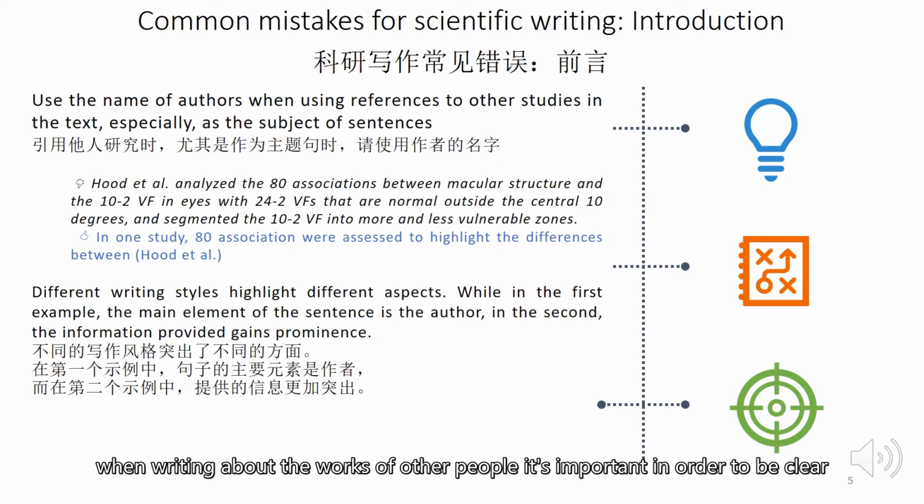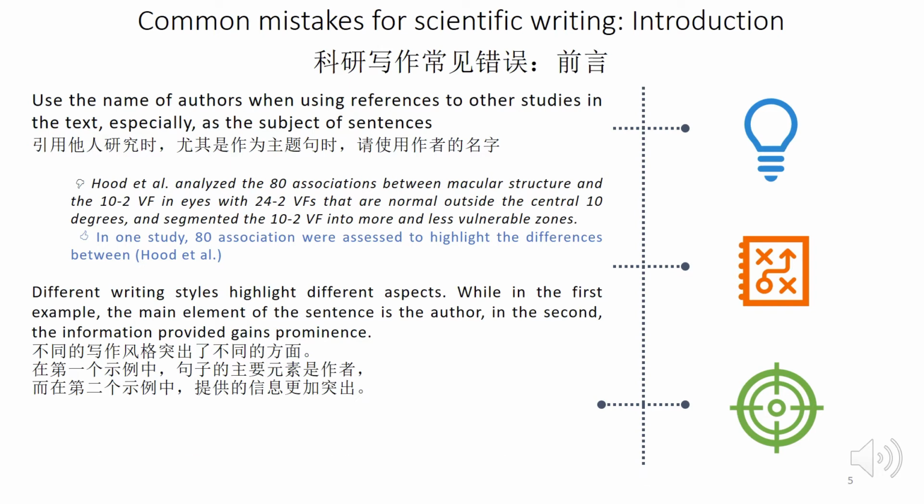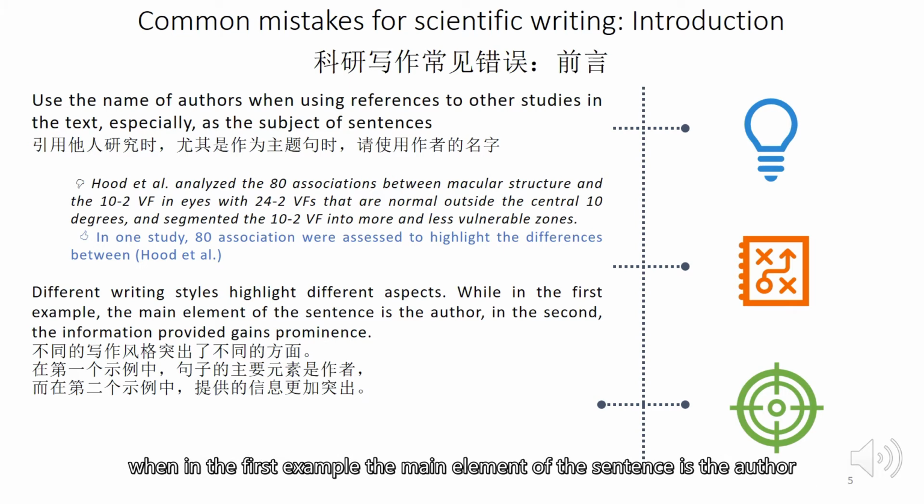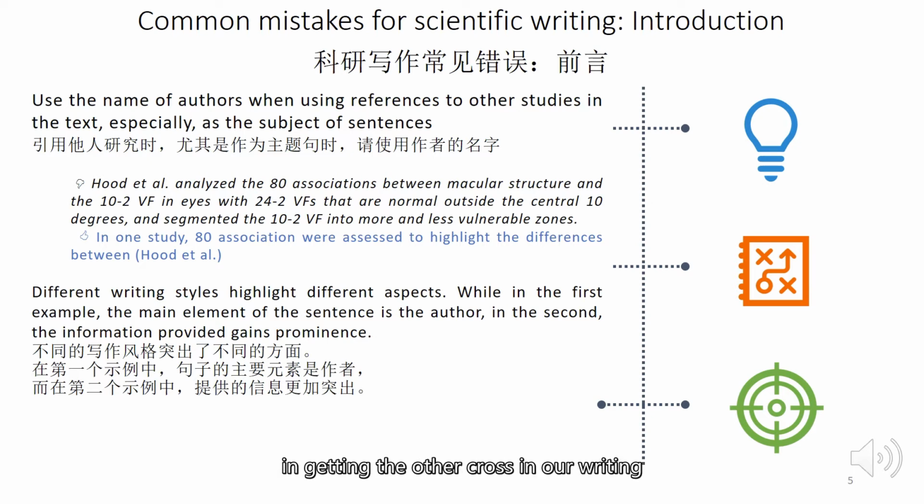It's important in order to be clear with your academic writing. Different writing styles, of course, highlight different aspects. When in the first example, the main element of the sentence is the author, in the second, it's the information that gains prominence. Rather than who did the previous work, we're mainly interested in that information, in that data, in getting that across in our writing.